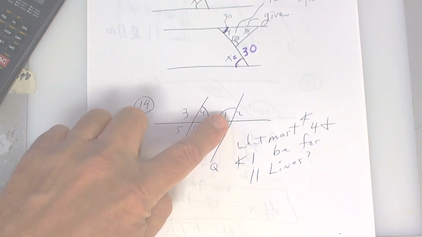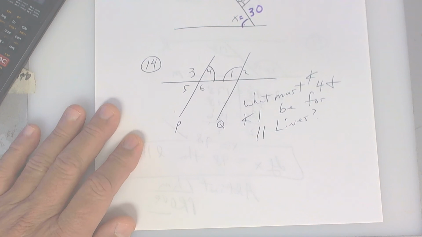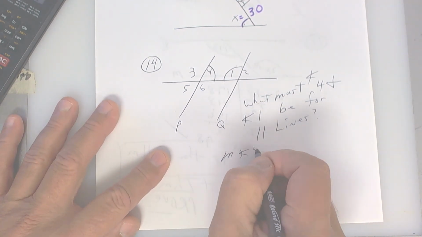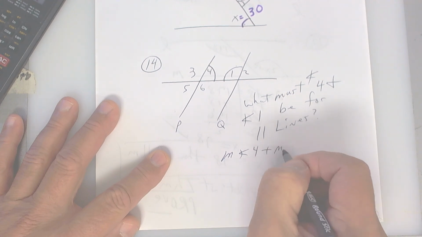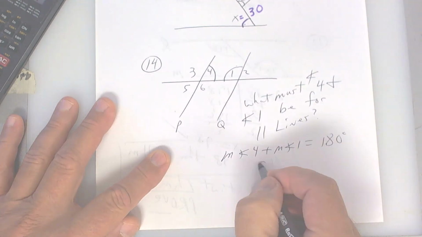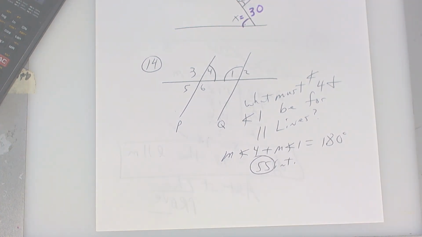Well, angle 1 and 4 are called same side interior. So what you want to do there is add these up. So you want to say that the measure of angle 4 plus the measure of angle 1 has to equal 180 degrees because they're called same side interior. Remember, anything that has SS must add up to 180 degrees. All right, we're going to keep moving on your practice test.